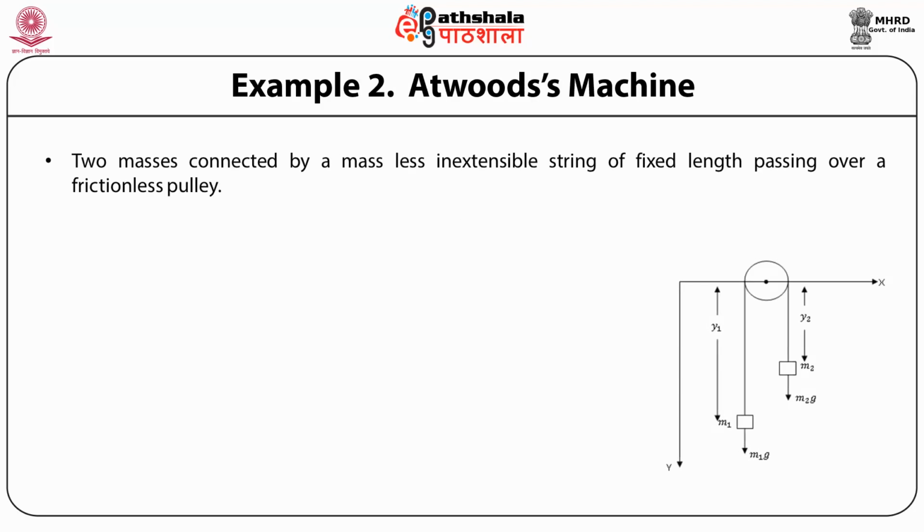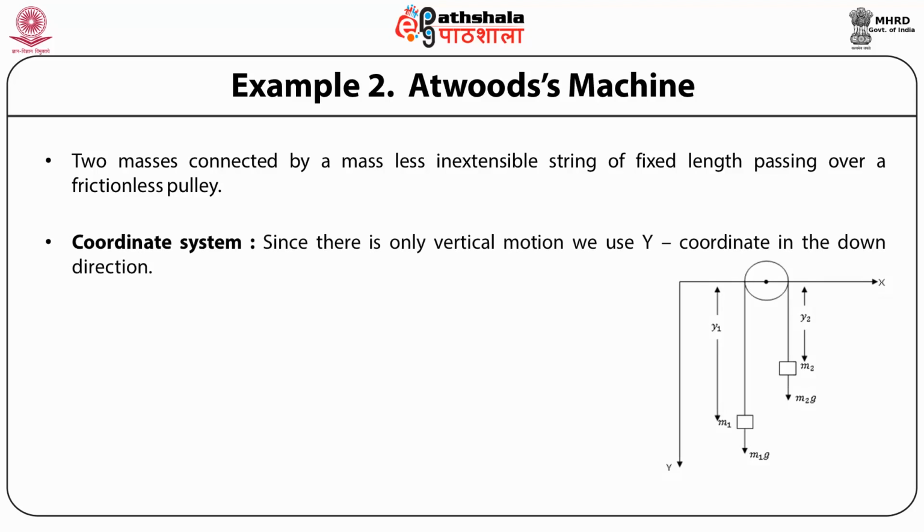As a second example, we take the well-known example of Atwood's machine. What is Atwood's machine? In Atwood's machine, two masses are connected by a massless inextensible string of fixed length passing over a frictionless pulley, and the two masses are attached to the two ends of the string. Let's call them M1 and M2.